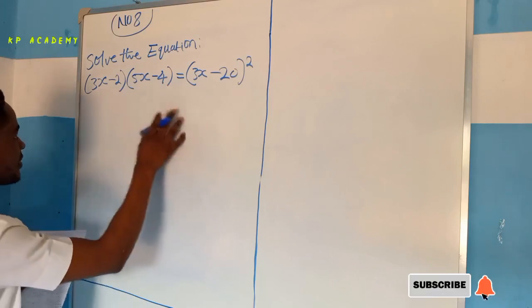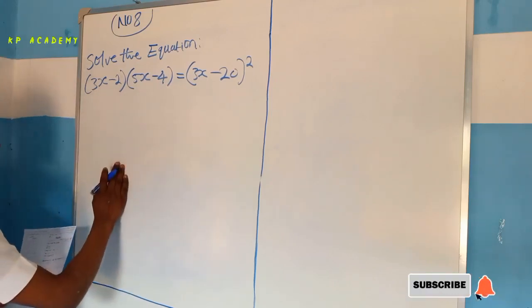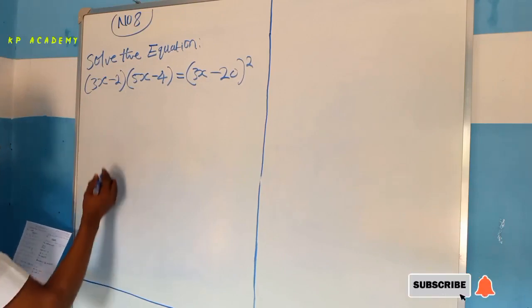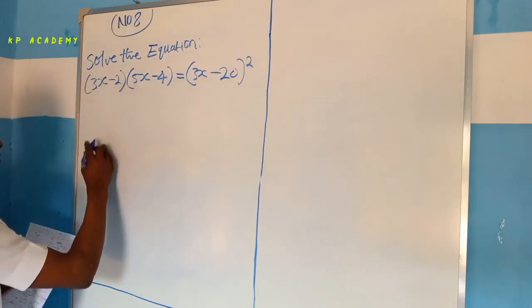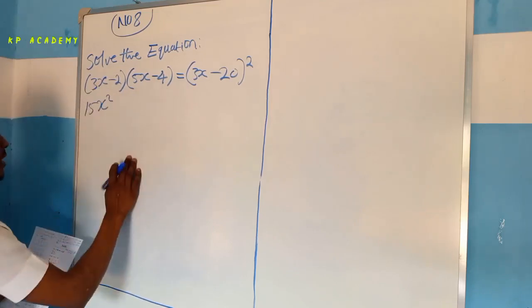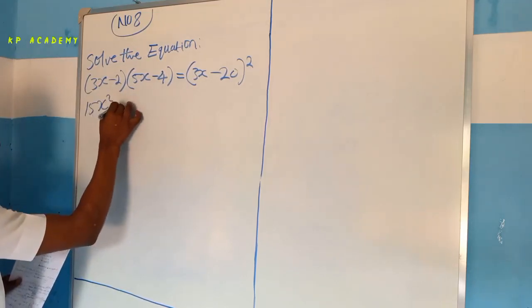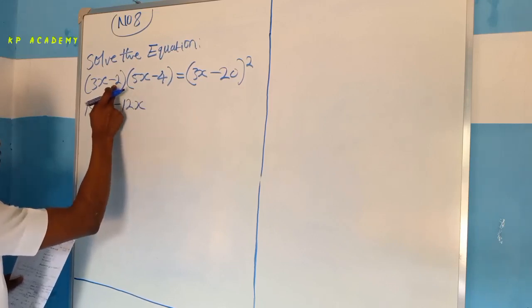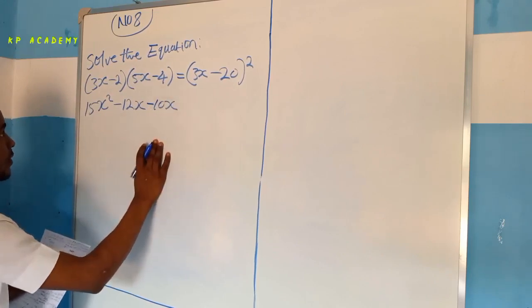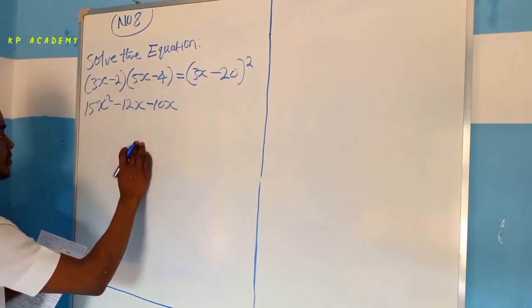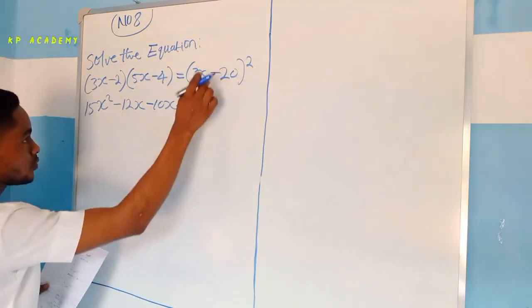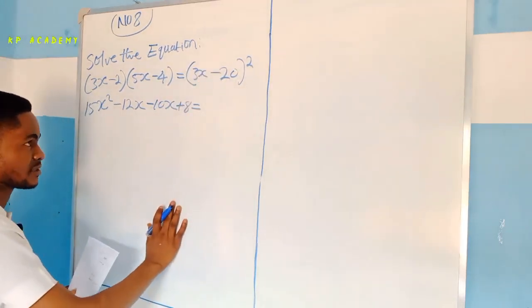All right, so the first thing to be done here is to expand the left-hand side and also expand the right-hand side, then followed by a collection of like terms and so on. So first, let's start. 3x times 5x, we have 15x squared. 3x times minus 4, we have minus 12x. Minus 2 times 5x, we have minus 10x. And minus 2 times minus 4, we have plus 8, equal to, let's expand the right hand side.